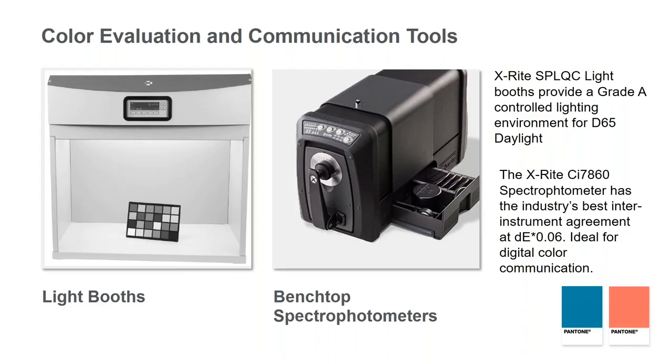And that connection, along with the benchtop spectrophotometers, in this case the 7860 and the 7800, have the best inter-instrument agreement. So what you see as we go through these tools, we're trimming back the error that you would see in inter-instrument agreement. So if you have a smart swatch and you view it under a light booth, and you have that digital information that you can communicate to your formulator, you're very, very tight on the pathway to consistent color across vendors and lines.